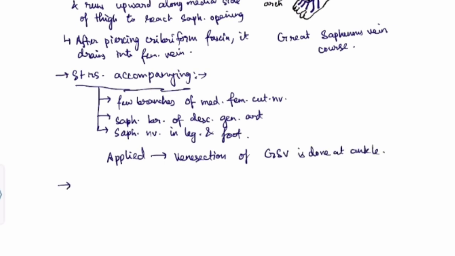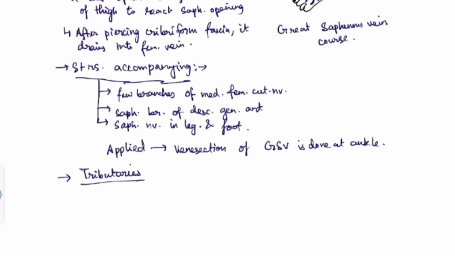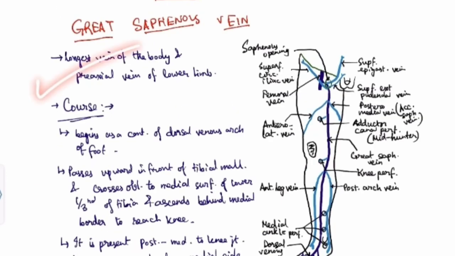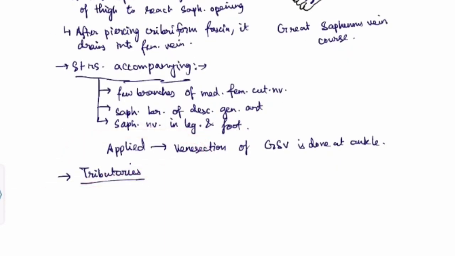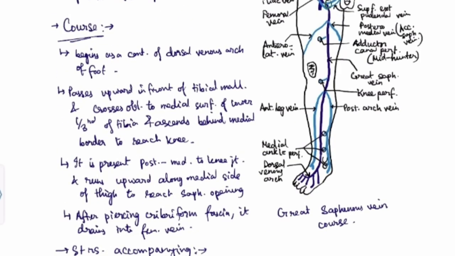Okay, so now the tributaries. Any vein you write, you must mention its course and structures accompanying it, because it's anatomy. Then you have to mention its tributaries, and a few tidbit points. Other big applied anatomies if you have, you must also mention them. Any other special points if you know, you can also mention. So tributaries are basically located in 3 parts. What are the 3 parts? We'll have a look.